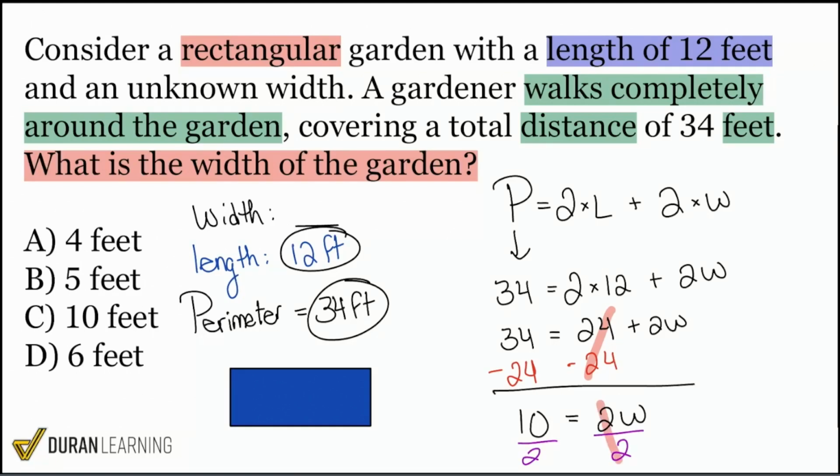We're done. We just have to make sure we know how to plug the right things into the right places, and then solve the equation from there. So the missing width is going to be 5 feet. Answer choice B is correct.